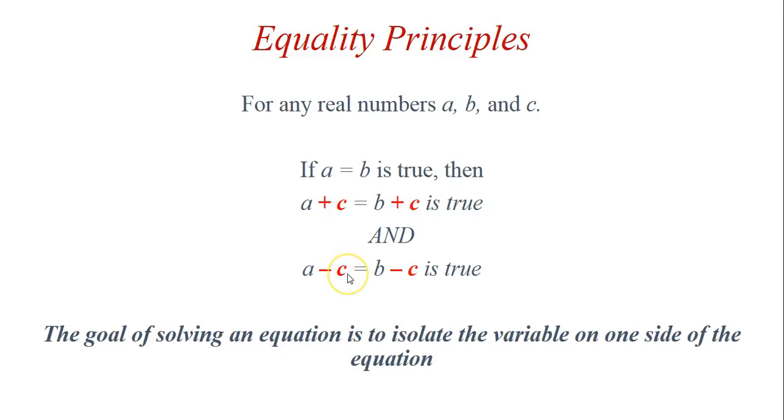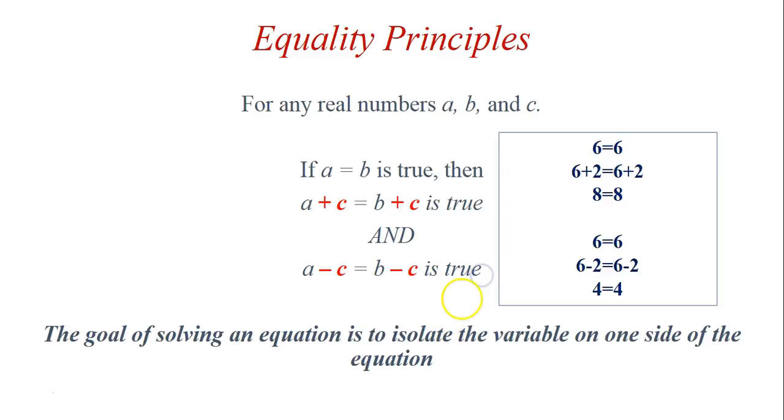And the same thing is true for subtraction. If we know that a equals b is true and we subtract the same number from both sides, our resulting equation must also be true. And I did that here with examples with actual numbers.